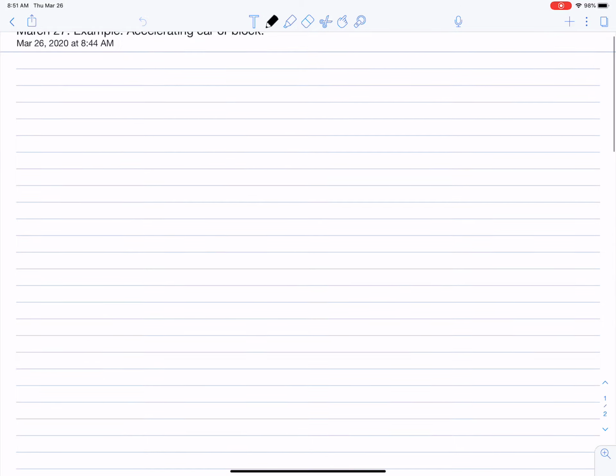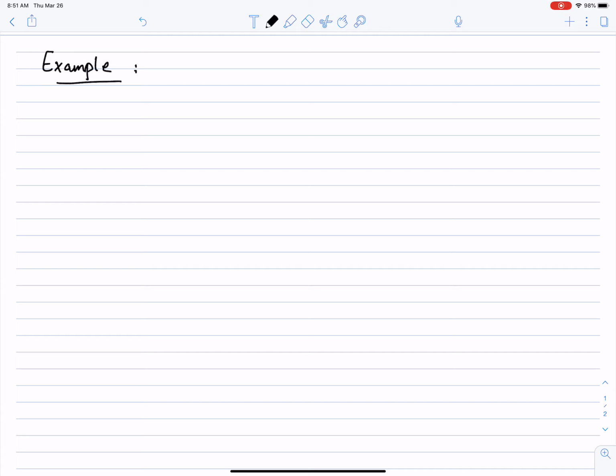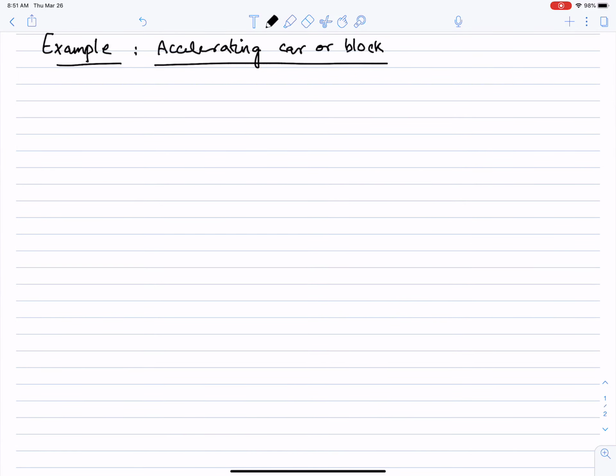Okay, here's an example involving an accelerating block. So imagine we have a rectangular looking thing which is sitting on the floor like so, and maybe it's contacting the ground only at a couple of points. So let me draw it like that.